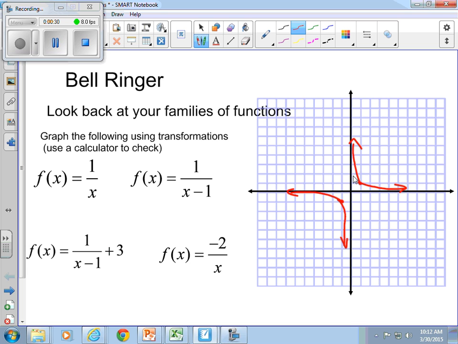So that's this function here. 1 over x minus 1. Now, there aren't any parentheses, but would you agree that the 1 is definitely with the x? Yes. So what does a minus 1 do if it's with the x? Moves it to the right. Very good. So this function is that function moved right.